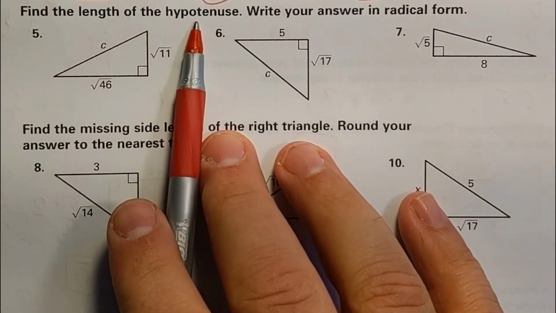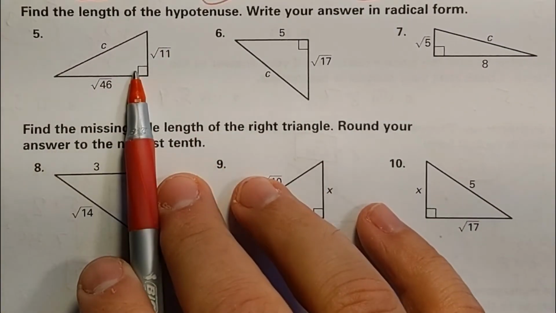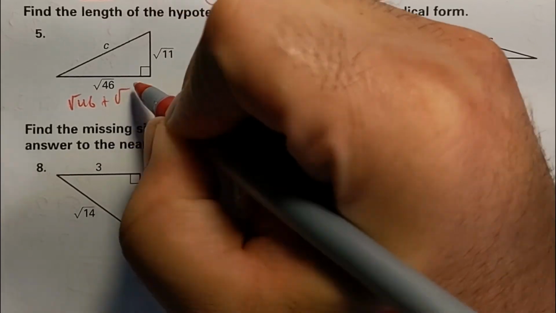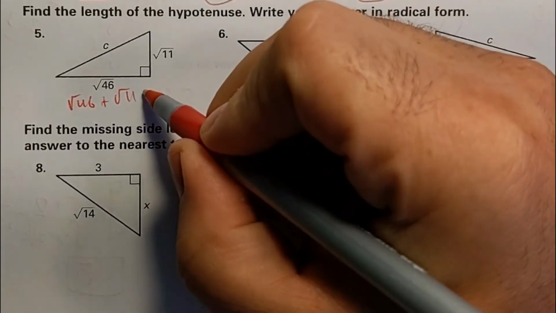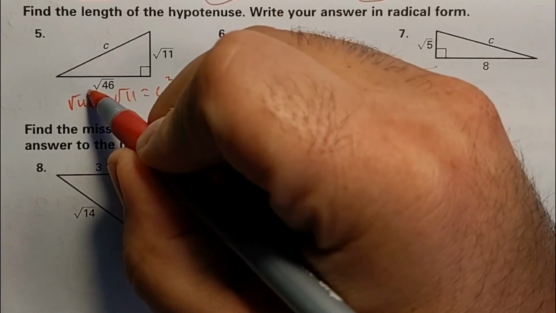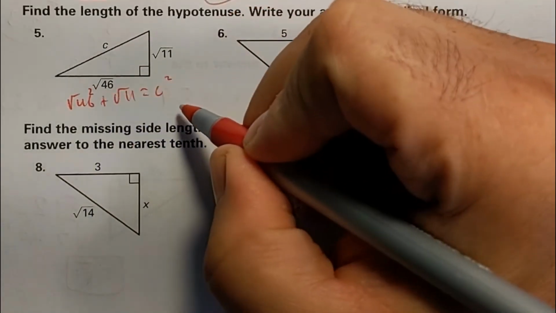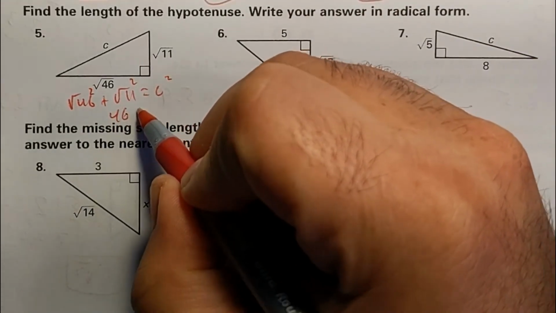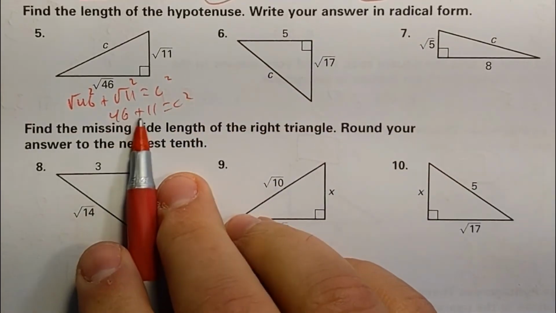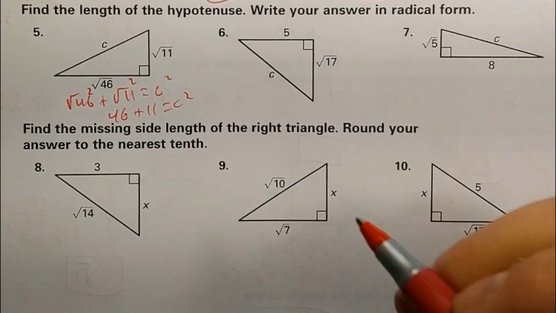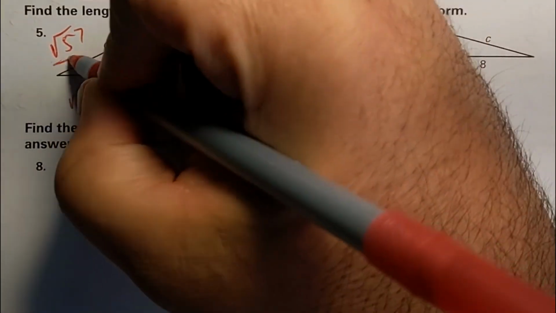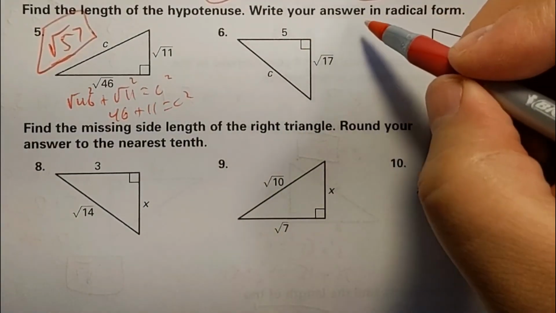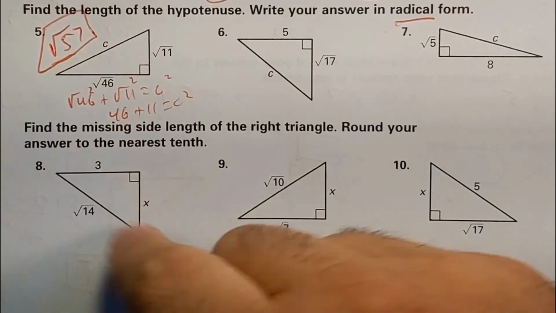Finding the length of the hypotenuse, so we're doing like we did on the back side. This time both of these are square rooted. So the square root of 46 squared plus the square root of 11 squared equals c squared. So this one's going to be just 46 plus 11 equals c squared. 46 and 11 is 57. I know that 57 is not a perfect square and can't be simplified, so I don't have to keep going with it. It said radical form, so not a decimal, that's radical.